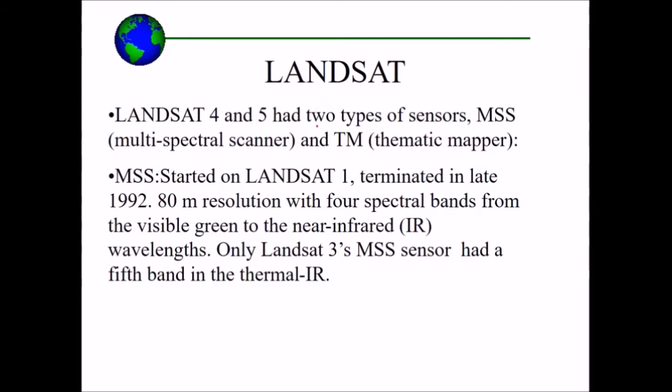Landsat 4 and 5 have 2 types of sensors, MSS and TM: the Multispectral Scanner and the Thematic Mapper. MSS started at Landsat 1, and was terminated in late 1992. It has 80 meter resolution with 4 spectral bands from visible to near infrared. Only Landsat 3's MSS sensor had a 5th band in thermal IR.